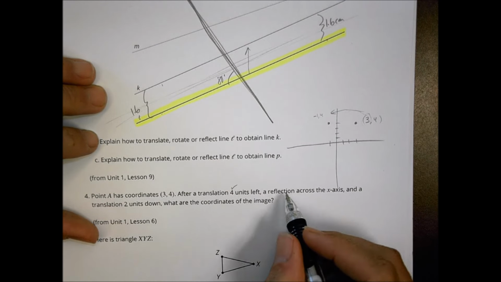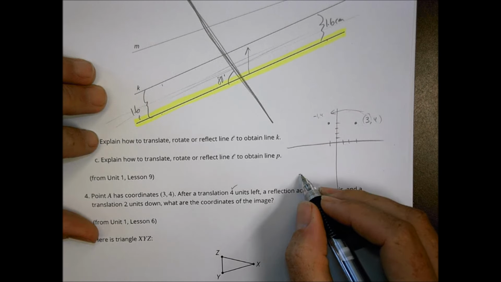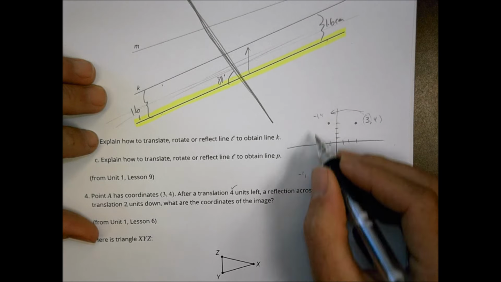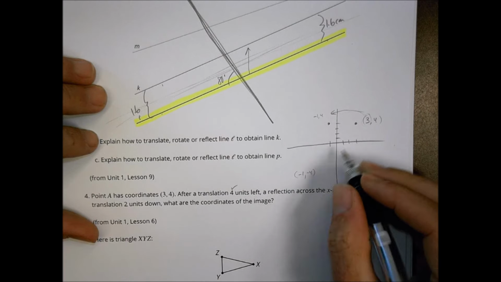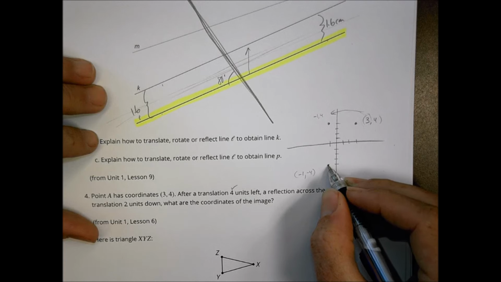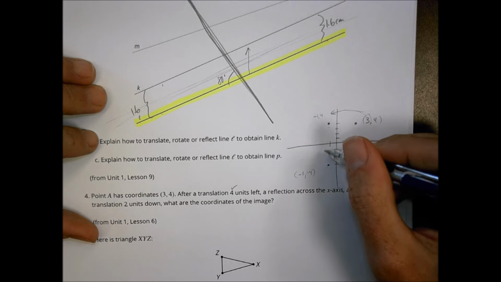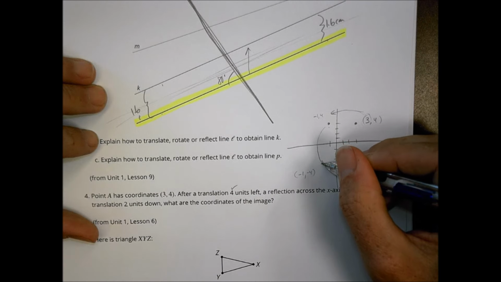Now to reflect that across the x-axis means that my x value will stay the same, but my y value is going to become negative. So I'm going to go 1, 2, 3, 4. I'll be at -1, -4 because I reflected across the x-axis. I went this way across the x-axis.